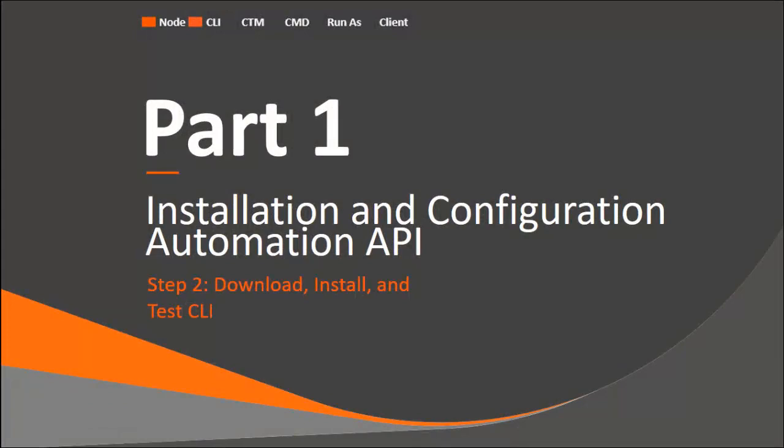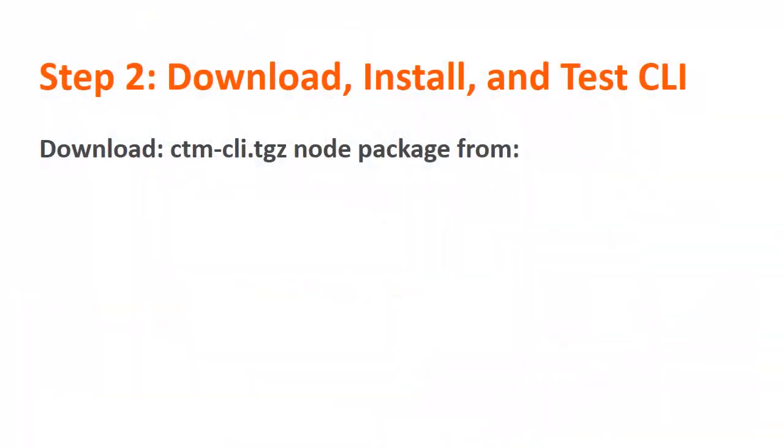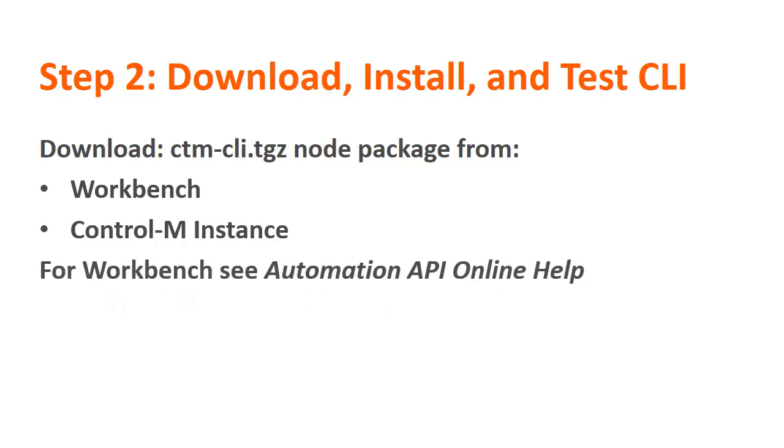Step 2, download, install and test the CLI. We need to download a ctm-cli.tgz node package. You can do this from Workbench or from a Control-M instance. If you want to run Workbench, see Automation API Online Help. In this example, we would download the CLI from a Control-M instance.